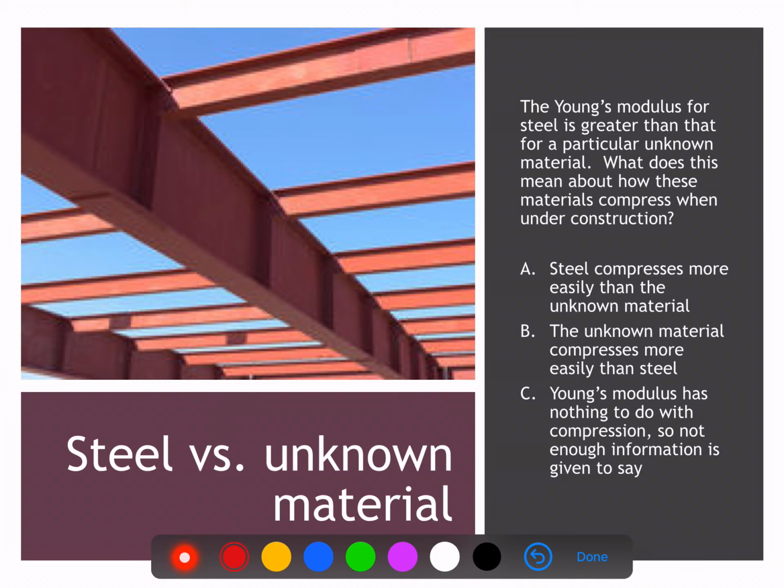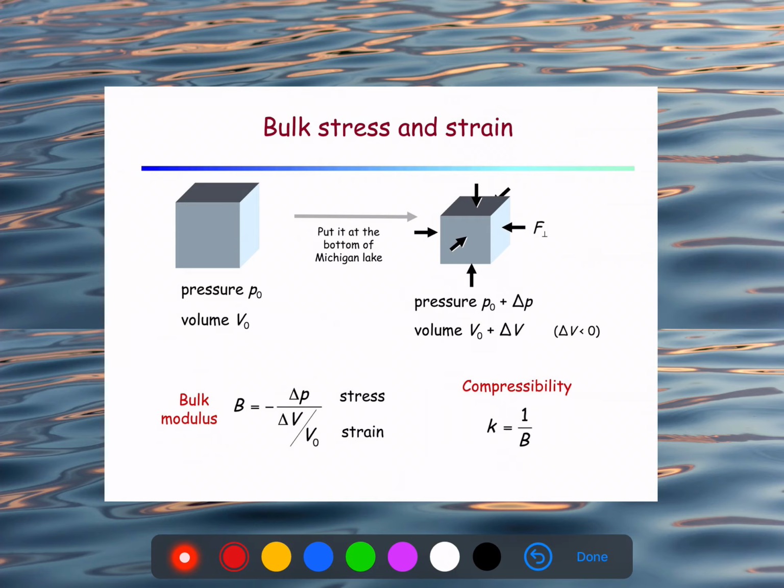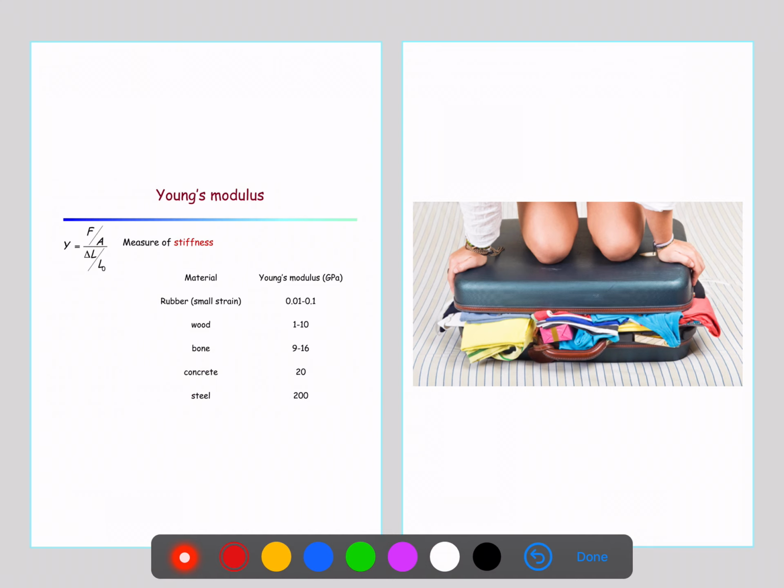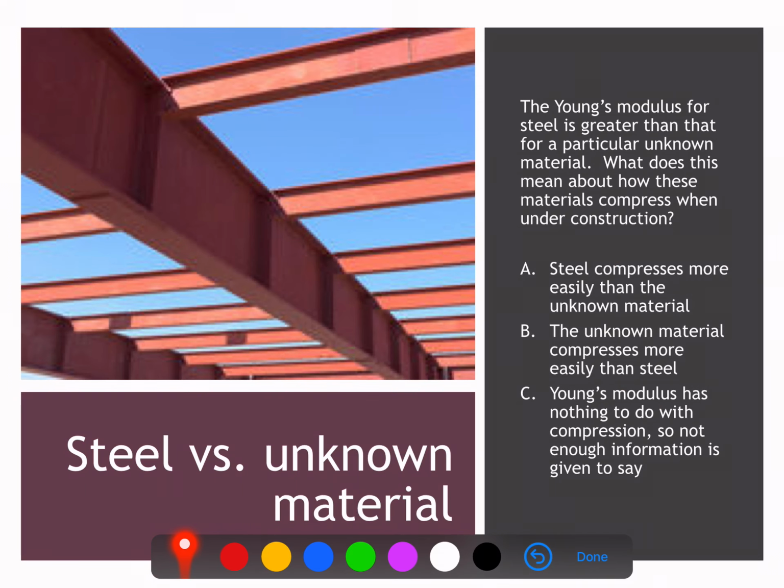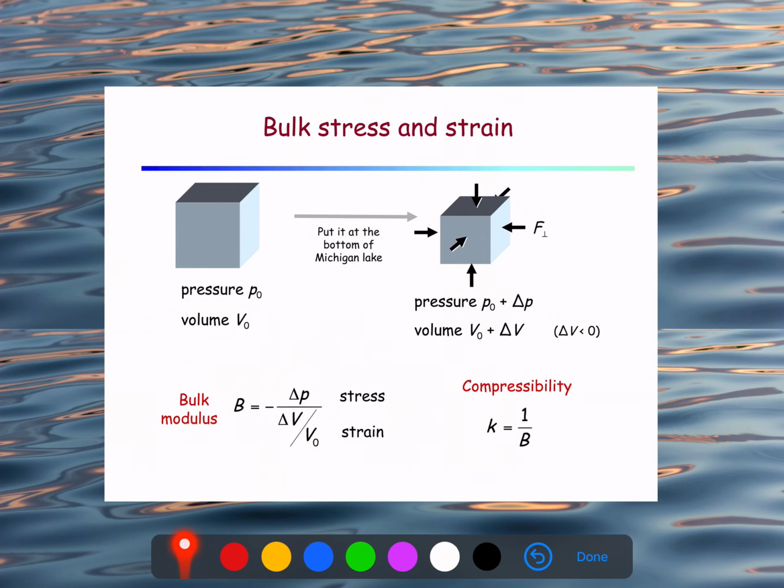Okay, so if the Young's modulus is greater, that means that it is a measure of the stiffness. So the stiffer that the material is, the less able it is to be compressed. Okay, in 3 dimensions, it's sometimes helpful to think about a different kind of stress over strain that has to do with a different constant that we call a bulk modulus.